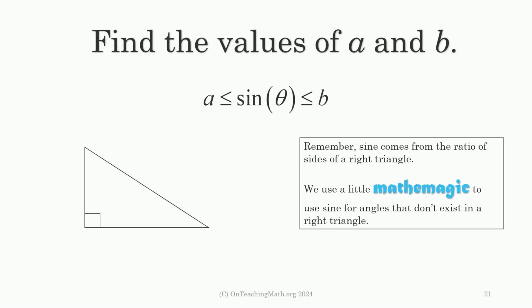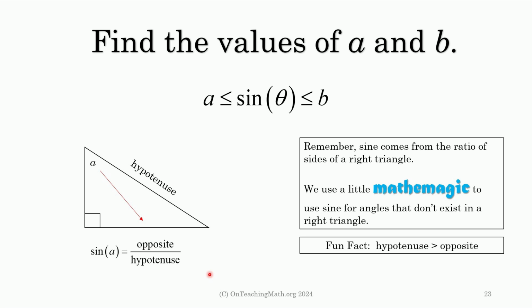All right, so here's the thing. We can put any angle we want in for theta right here. But we use a little bit of math and magic to figure out what the sine of that angle would be, because sine comes from a right triangle, and a right triangle has a hypotenuse. The sine of an angle is the ratio of the opposite side divided by the hypotenuse, and since the hypotenuse is the biggest side, we have a small number divided by a big number in that ratio.